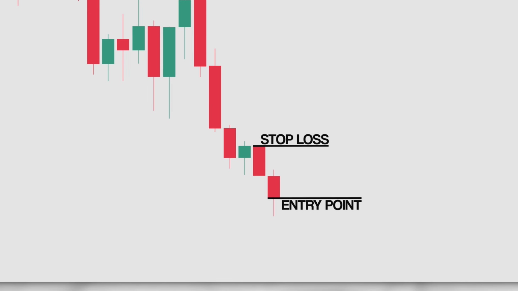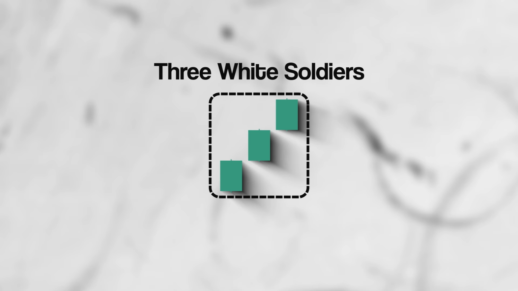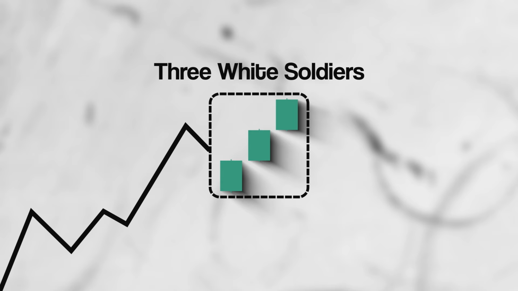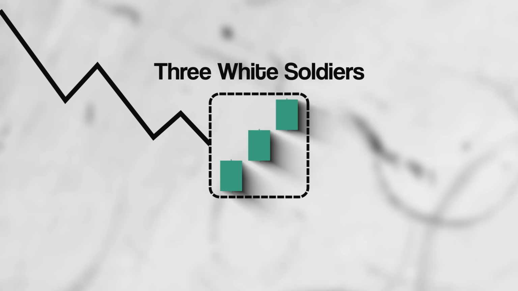The next pattern we're going to look at is the 3 white soldiers pattern. This pattern consists of 3 consecutive bullish candles. It most often forms in an uptrend and signals trend continuation. If it appears after a downtrend, it can also indicate a potential trend reversal.